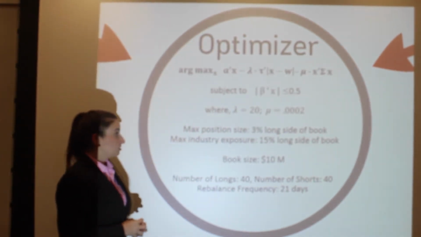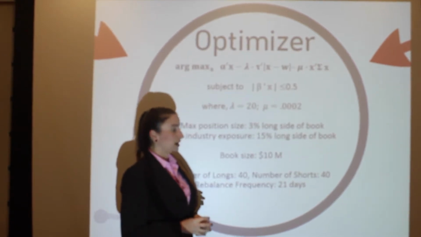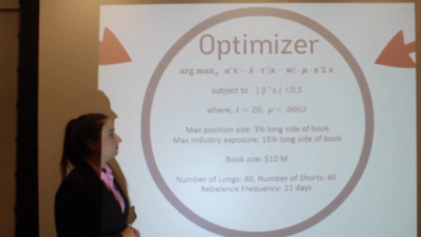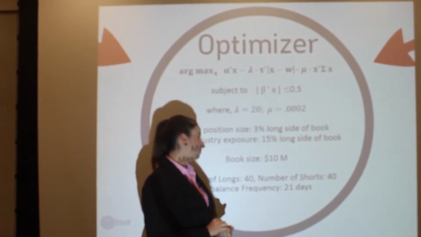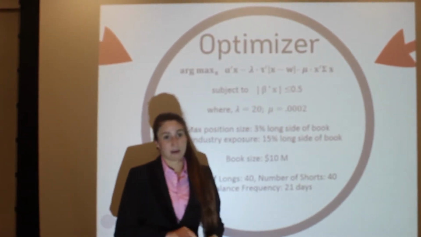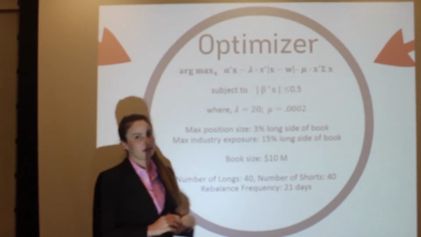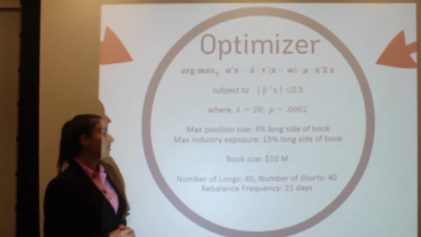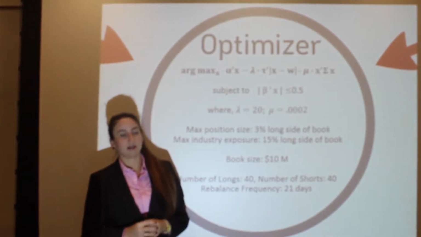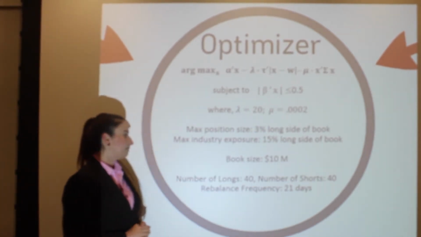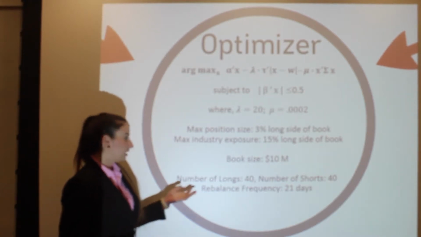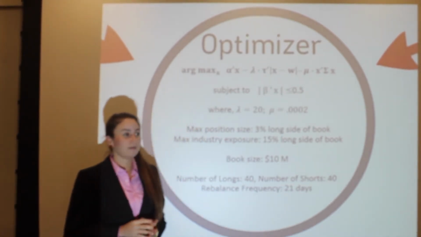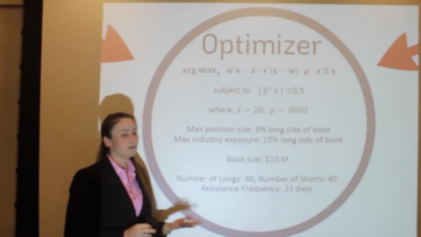Our maximum position size is 3% on the long side of the book, and our maximum industry exposure is 50% on the long side of the book. Our book size is 10 million. This 10 million, as we all know, is 10 long and 10 short. Our number of trades is 40 on the long side and 40 on the short side, and we have a rebalancing frequency of 1 month.